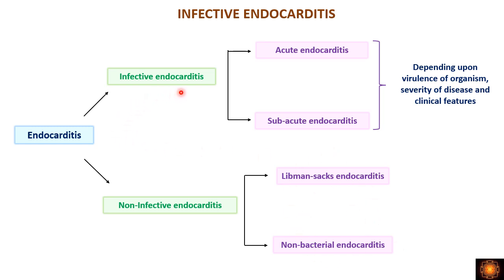Coming to infective endocarditis, we have two types: acute endocarditis and subacute endocarditis. This classification is based on the virulence of the organisms, and on the basis of the clinical features and severity of the disease. Today we will be discussing acute and subacute endocarditis.